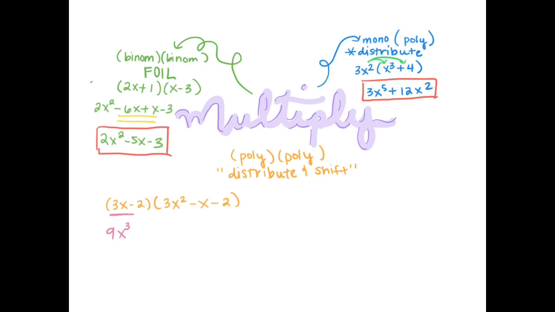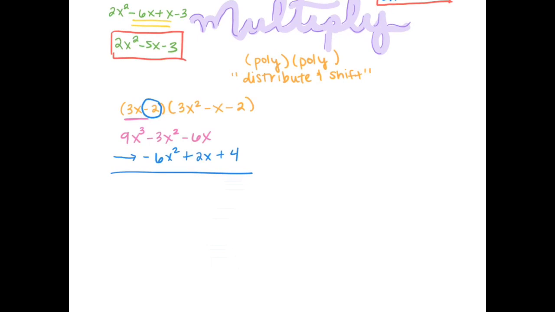I'm first going to distribute that 3x. Then I will distribute the negative 2. But notice that when I write down the distribution, I shift down and in. This way, my exponents line up in columns. So then all I have to do is combine like terms. It just makes our work nice and tidy.